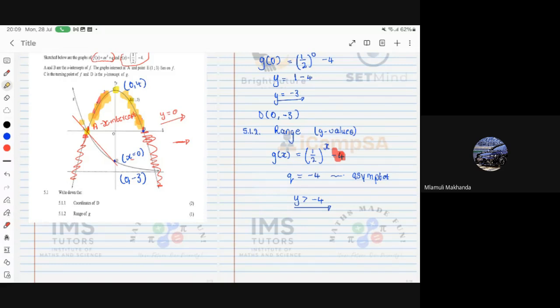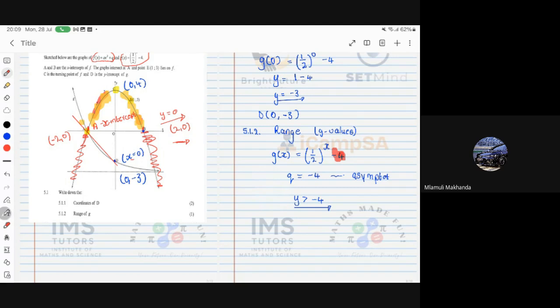So for the coordinates of A, we have minus 2 and 0. Then for the coordinates of B, we're going to have 2 and 0. So they're basically the same. These are the coordinates of B, because both of these are the intercepts.